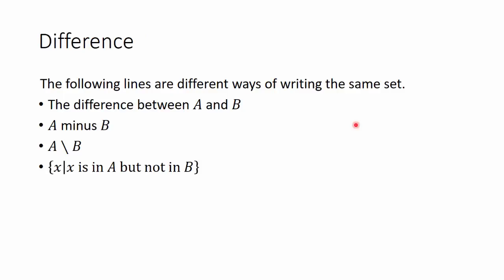The third set operation is difference. Again, the following lines are different ways of writing down the same set. We can say the difference between A and B. We can say A minus B. And we can also write A backslash B using symbolic notation like this. And we can also write the set of all x such that x is in A but not in B.